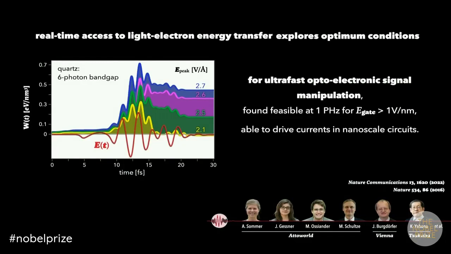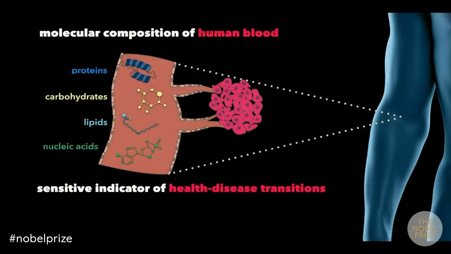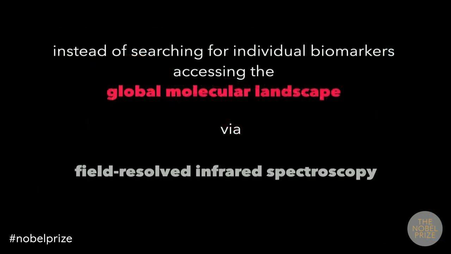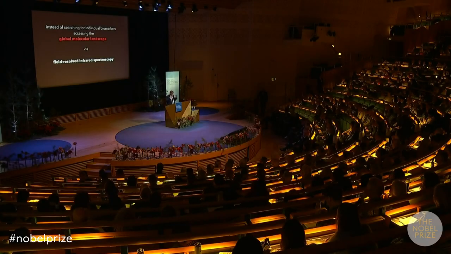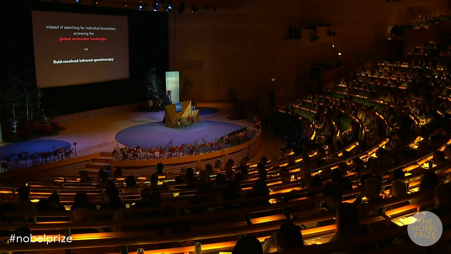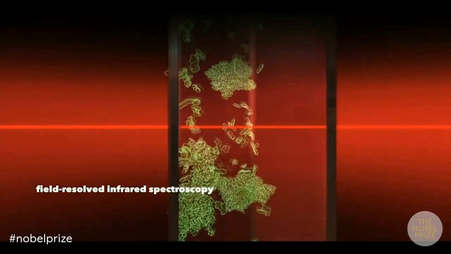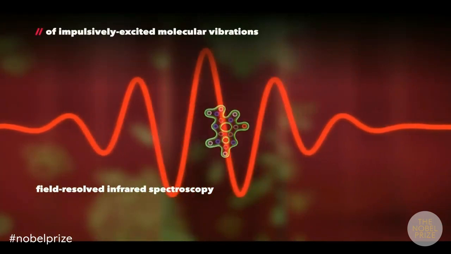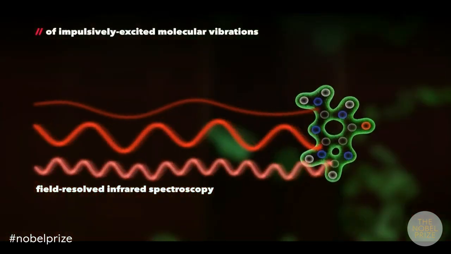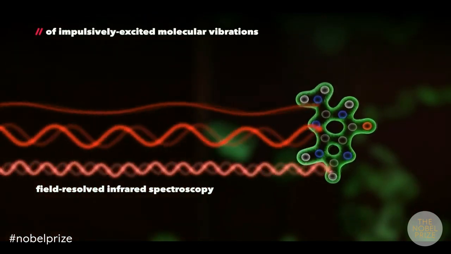In the remaining few minutes, I would like to address how the same technical capability provides access to minuscule changes in the molecular composition of human blood plasma, which is a sensitive indicator of health-disease transitions. To sense these transitions, we propose, instead of searching for individual biomarkers, accessing the global molecular landscape via field-resolved spectroscopy. To this end, we expose human blood plasma to a single cycle infrared laser pulse, which coherently excites molecular vibrations within its spectral band.